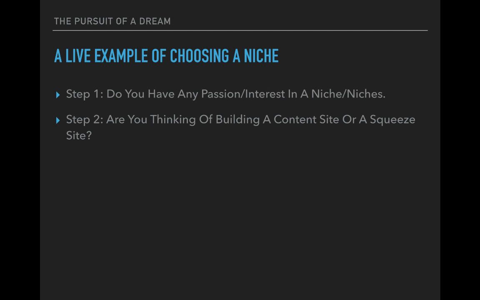So the next thing we'd look at, step number 2, is are we thinking of building a content site or a squeeze site? Let's say for example, we're not sure yet and we're going to make this decision a bit later. So what we'll do then is move on to step 3, which is finding out what the SEO rating for the niches as selected in step 1 is.